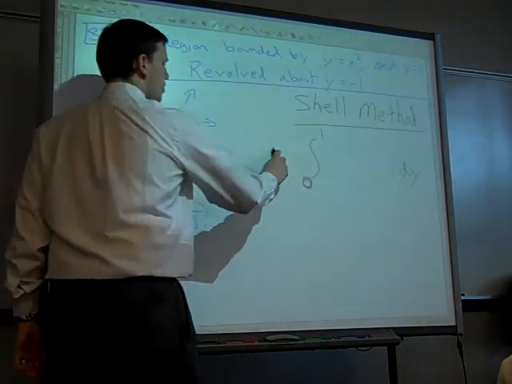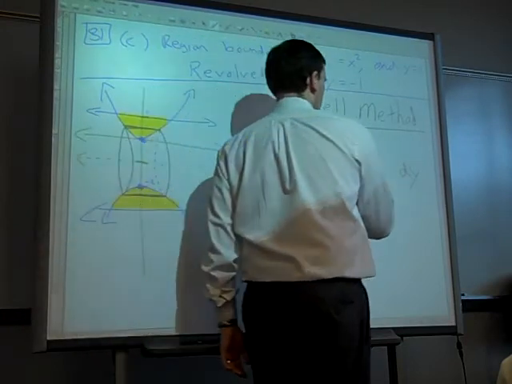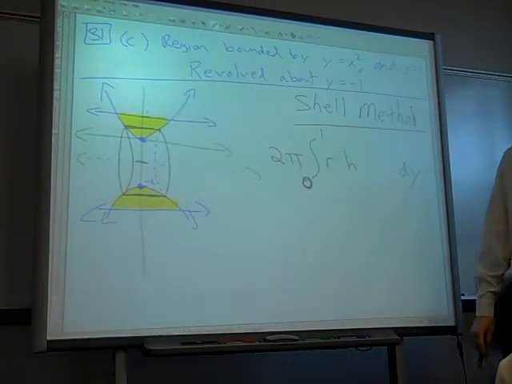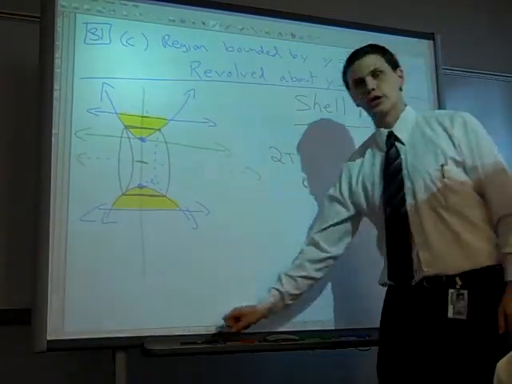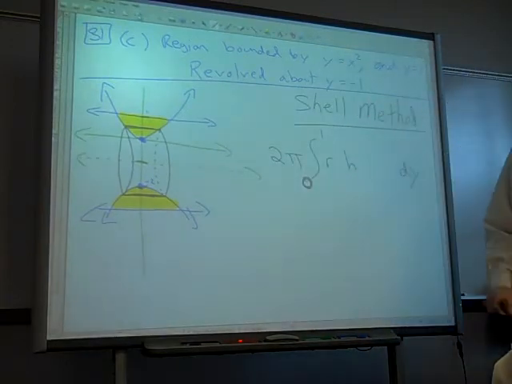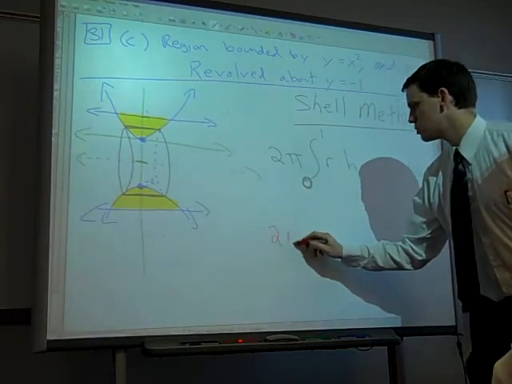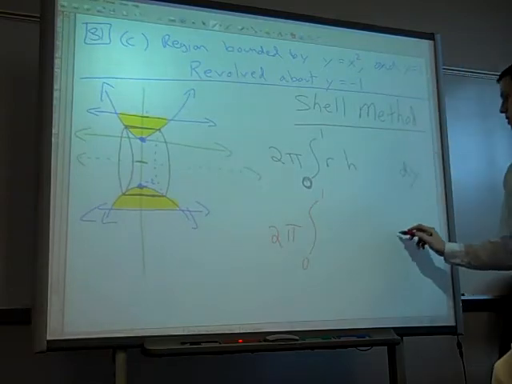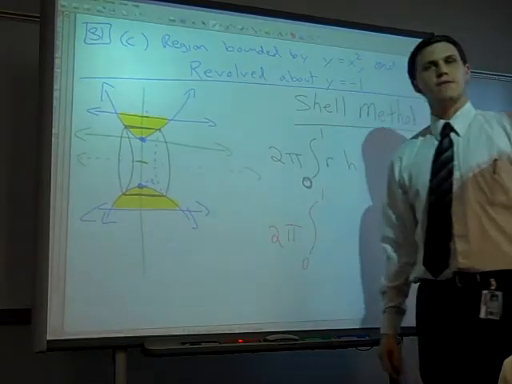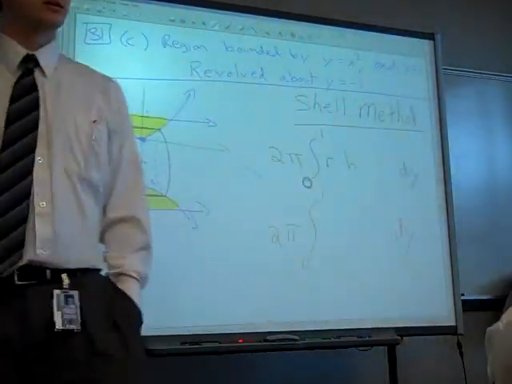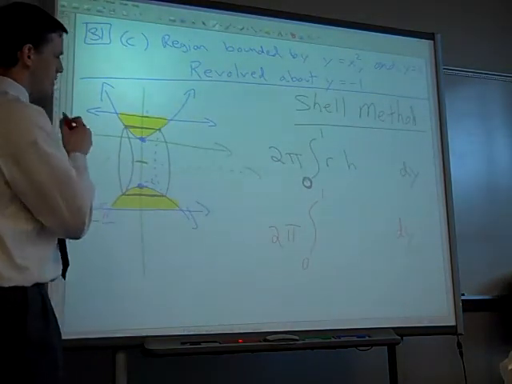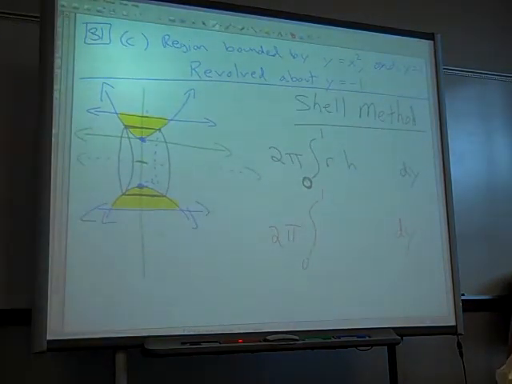Okay, then we have 2 pi r h. Now it's going to get a little tricky here, so we really want to pay attention to what's going to happen. So 2 pi integral from 0 to 1, a dy. We've got to figure out what our radius is. Okay, so Paul, you got an idea? Y plus 1. Y plus 1, okay.